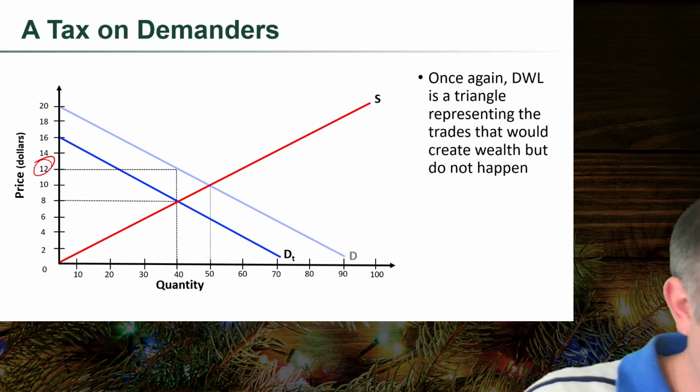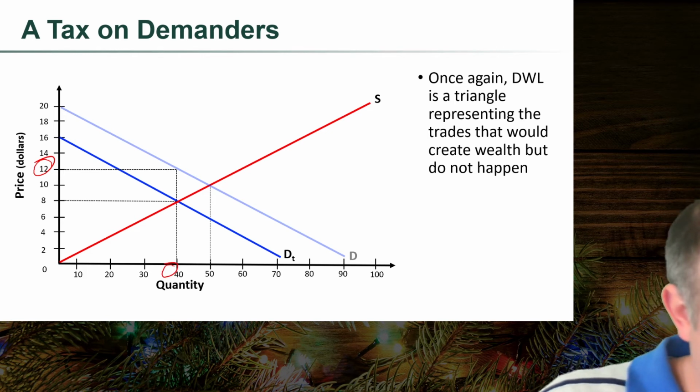So I'm buying 40 units. How do we know that? Because this is where supply intersects with the new demand curve. So that happens right here, and that happens at a quantity of 40.